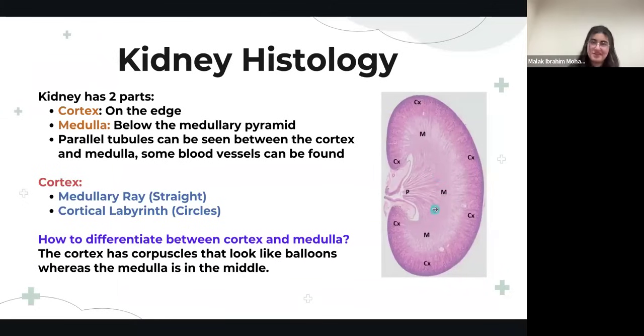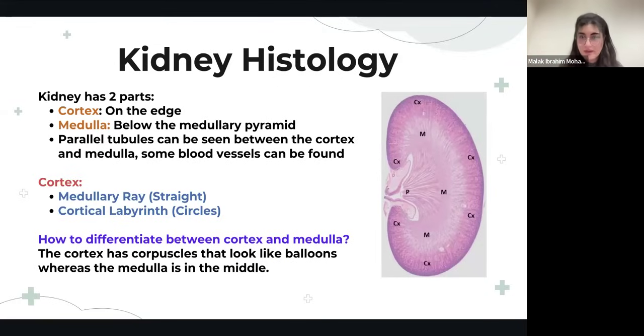Okay, now I'm gonna cover kidney histology that we couldn't cover before. So the kidney, again, has two parts. You have the cortex, which is on the outside, and you have the medulla, which is in the middle, okay? So your cortex is made up of two things. You have the medullary rays, and the cortical labyrinth.